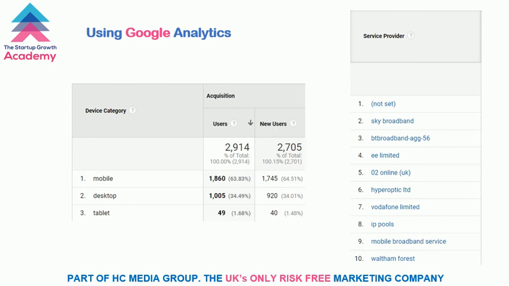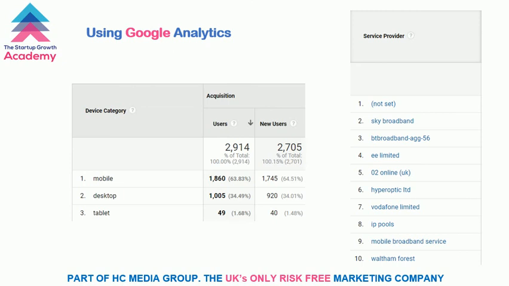Now on your right hand side, you have the service provider. And you can see here that number one is not set. Sometimes they can't track it. Number two is Sky Broadband. Now, this is really good information to have, because we know the price points of Sky Broadband are higher than those of EE or a mobile broadband service, whatever it is, Vodafone or TalkTalk or something like that. We know that they're more expensive.